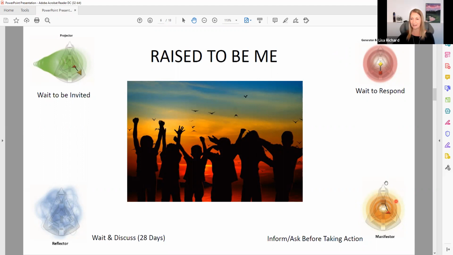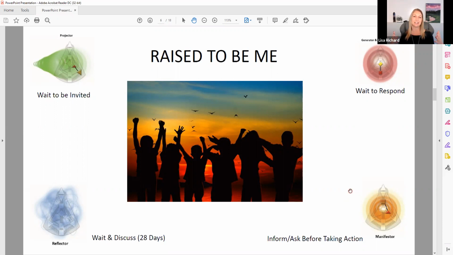Next, we have another energy type called a manifestor. A manifestor's aura is called closed and repelling. Now, I am of a manifestor type myself. When I first heard those words in human design, I went, oh my goodness, I am not closed and repelling. That is not who I am. Again, it's the reminder to us all that this is about energy. This is not about us personally.